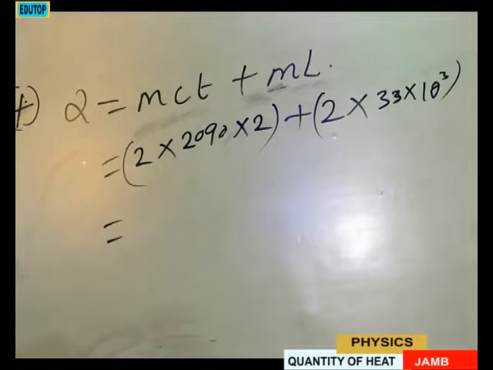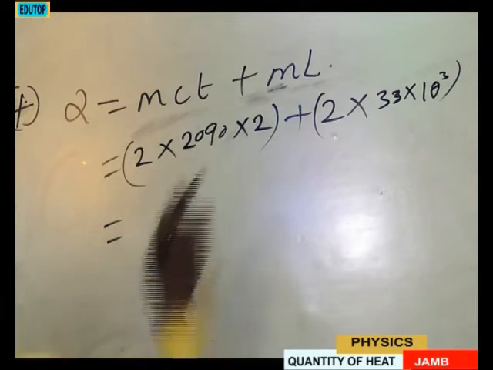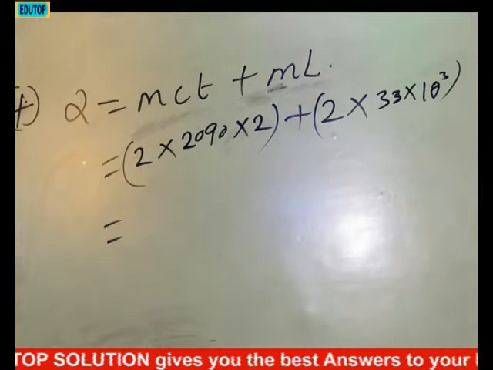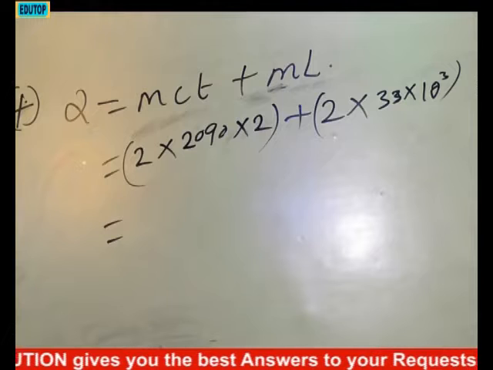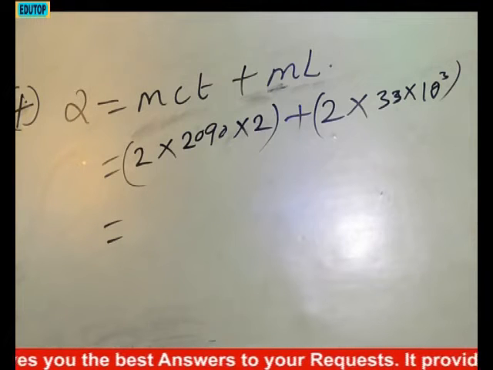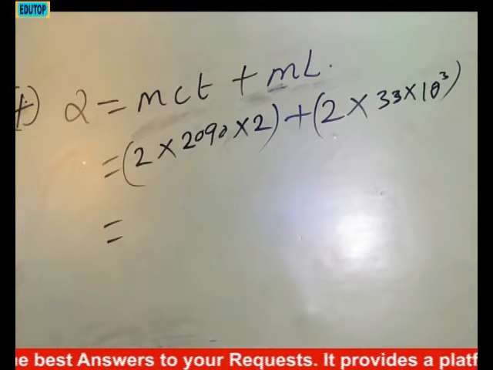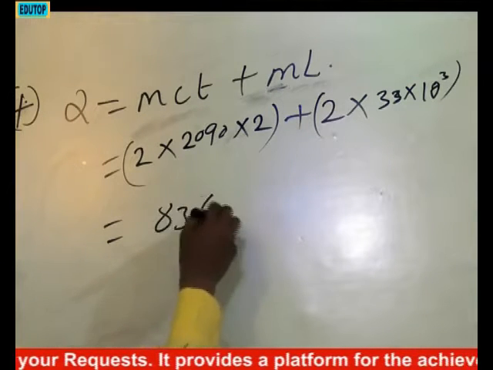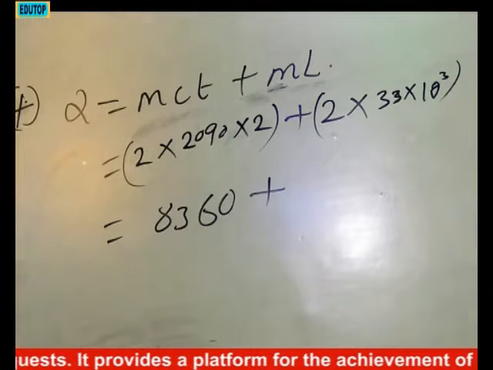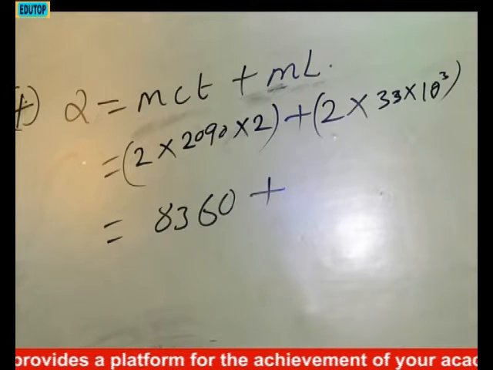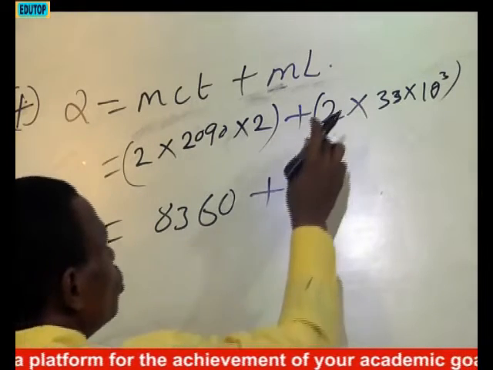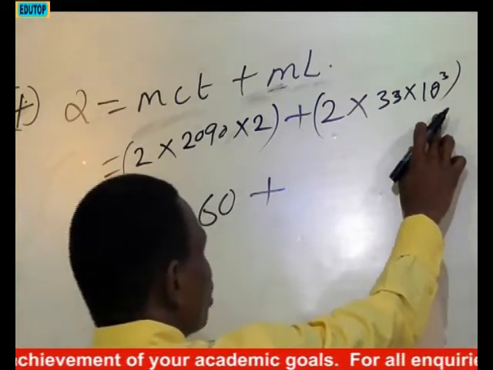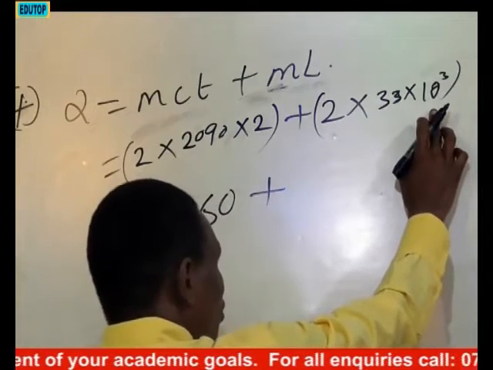Let's see what will be the value of this. 2 times 2 is 4. Then what will be the value of 4 times 2090? 4 times 2090 will give us 8360. Plus, what will be the value of 2 times 1000? That's 2000, because 10 to the power 3 is 1000.